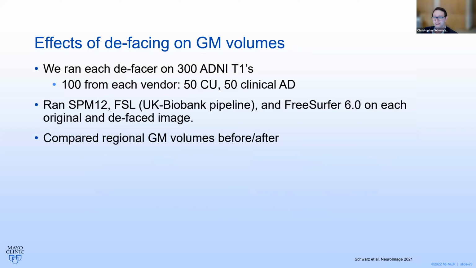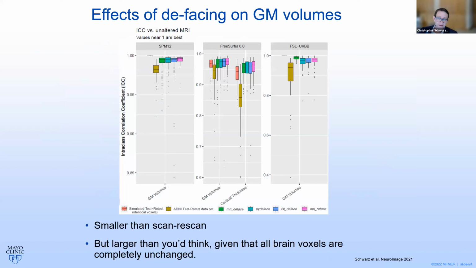We ran each defacer on 300 ADNI T1s, 100 from each vendor, 50 controls, 50 clinical ADs. We ran SPM12, FSL, and FreeSurfer 6 on each original and defaced image. And we compared the regional gray matter volumes before and after. We looked at the interclass correlation coefficients and compared them against a couple different notions of scan-rescan. These yellow boxes are the back-to-back scans from ADNI 1. They were 3Ts, back-to-back 3T T1s.